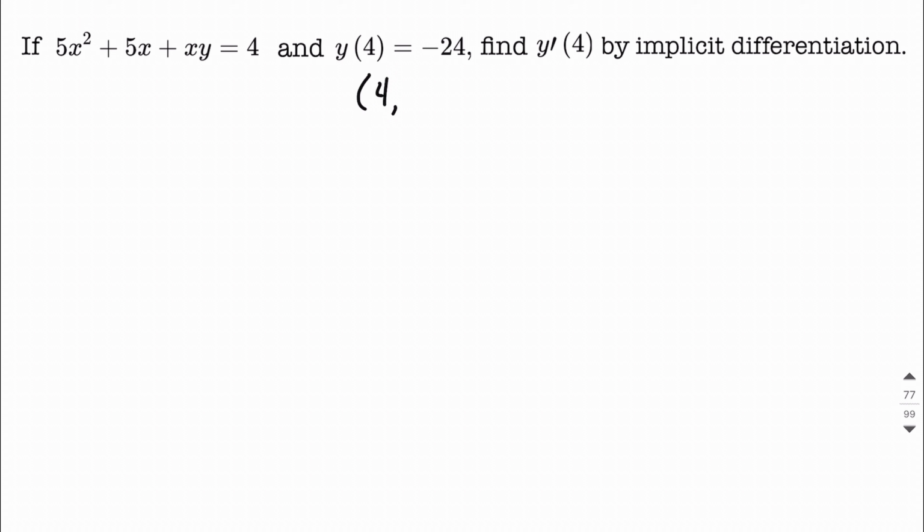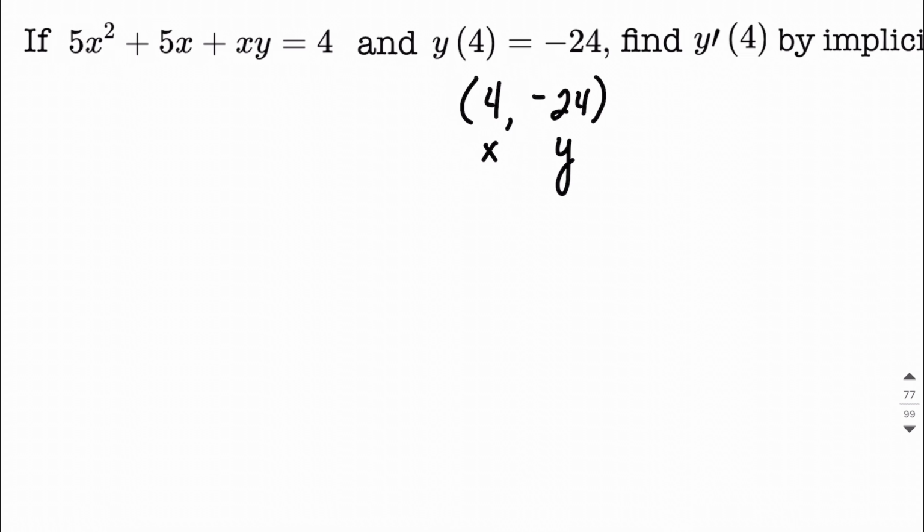Basically, we're treating y as though it's a function name, in a sense. So we're plugging in a 4 and we're getting out a negative 24. So when we use these values, an x value of 4 corresponds with a y value of negative 24. All right, with that said, let's jump into the implicit differentiation.